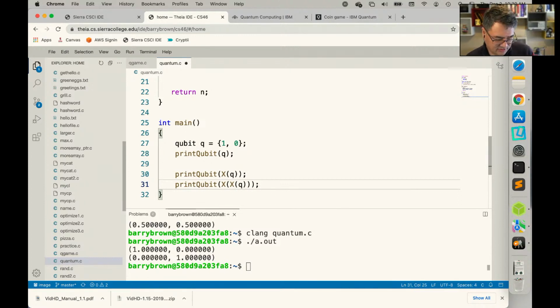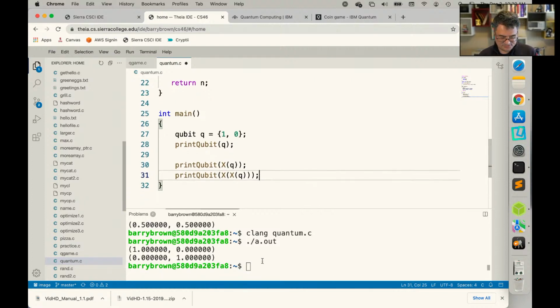So what's going to happen if we apply the x operation twice? You're going to go back to the way that it was. Yep. So it flips it to a 0, and then flips it back to a 1.